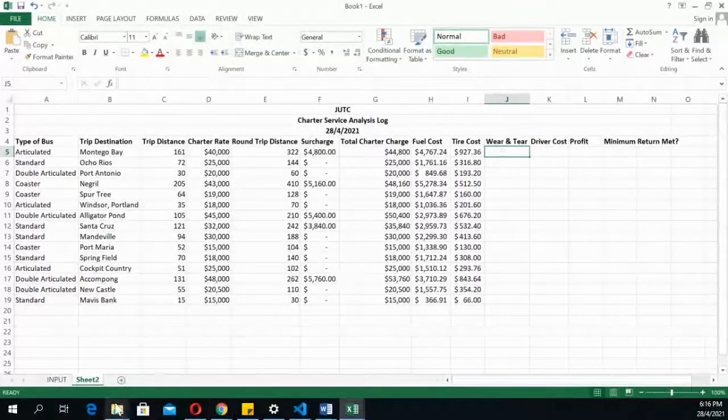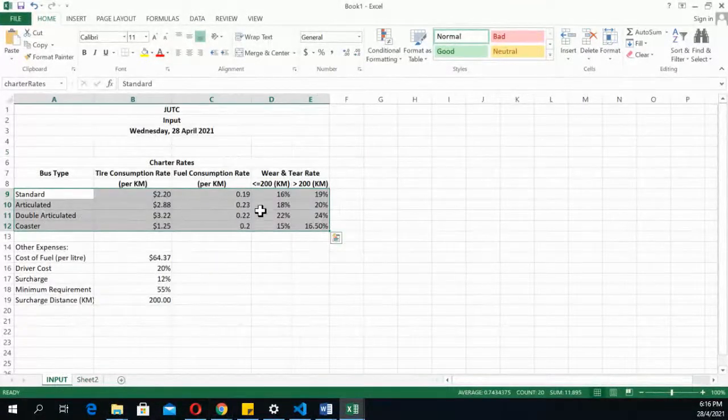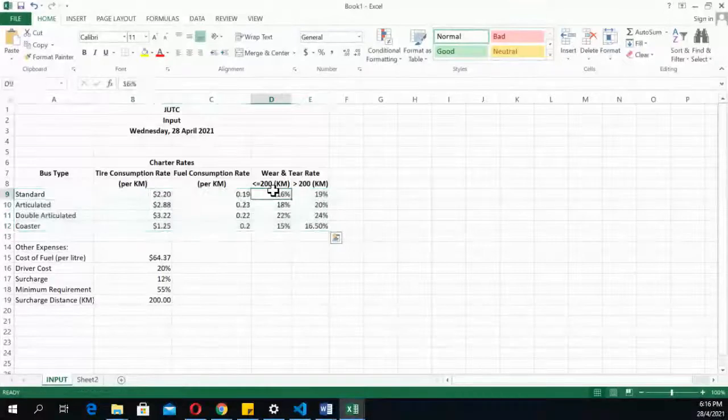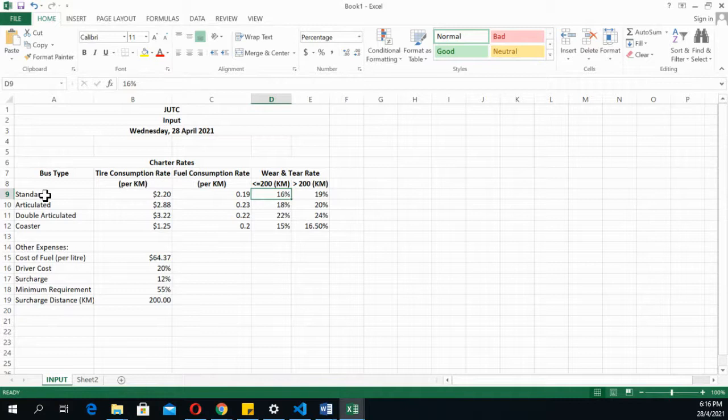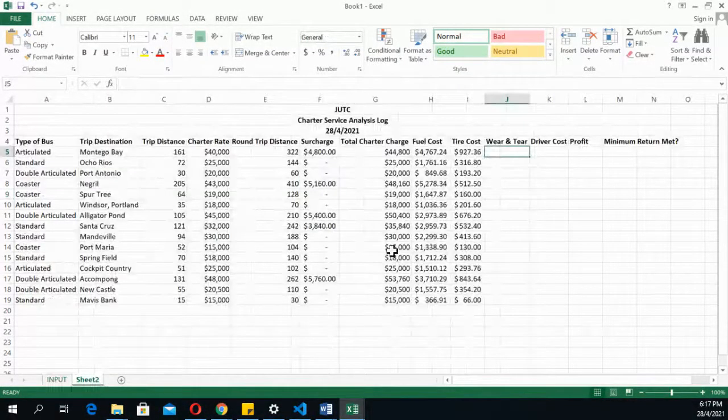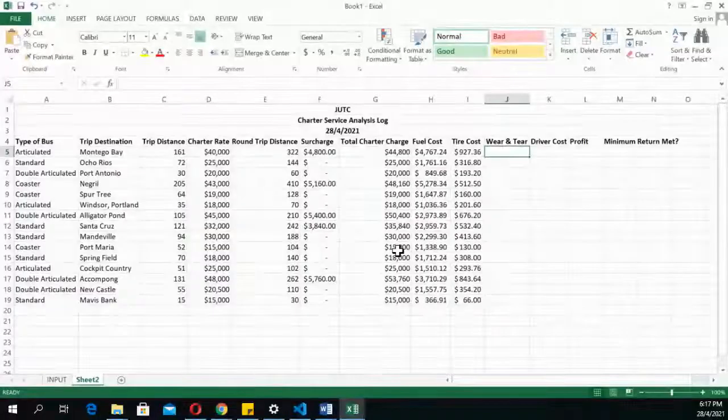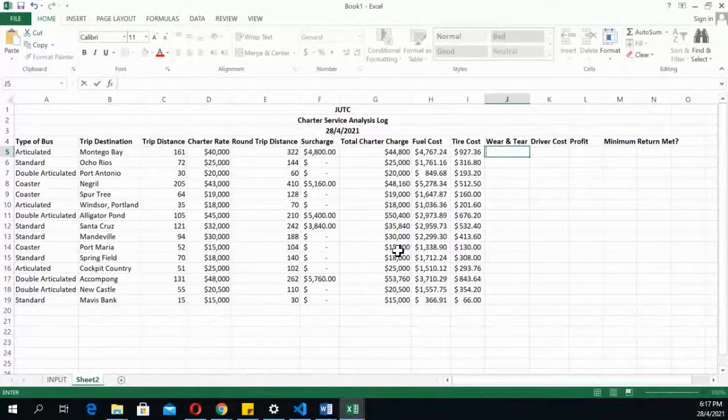So in finding the wear and tear rate, we again examine the table we're using before, and we see that there are two possible wear and tear rates depending on the type of bus, depending on the distance traveled for each type of bus. As I said, my approach is to make things as simple as possible. So in this case, I'm going to return a wear and tear rate, just any one, whether it be over 200 kilometers or less than or equal to 200 kilometers. I just go and pick one. So I'm just going to use a VLOOKUP again.